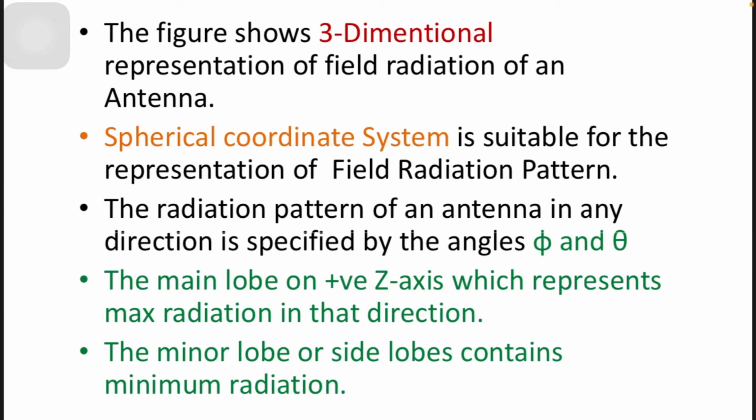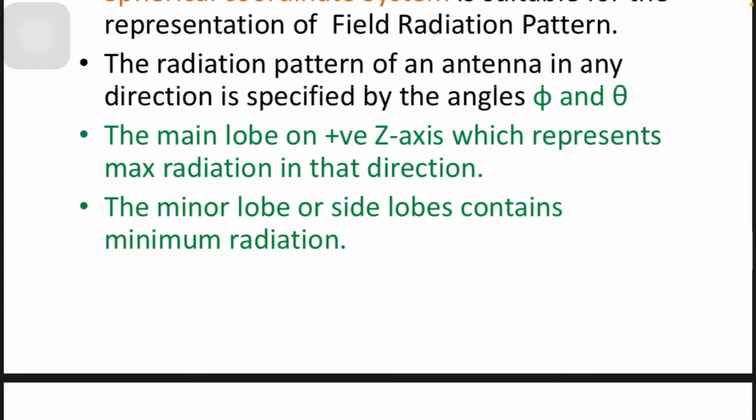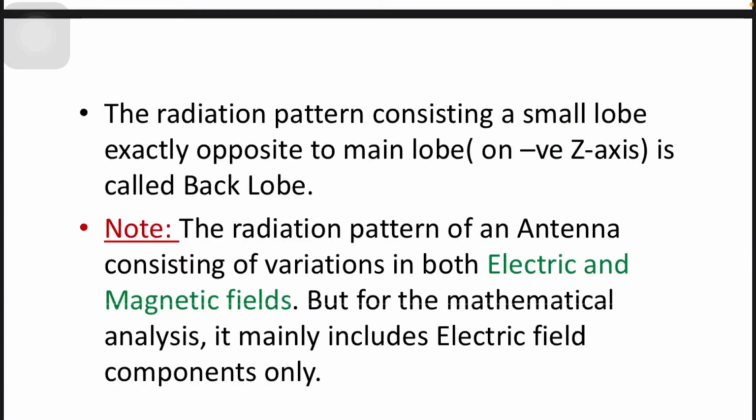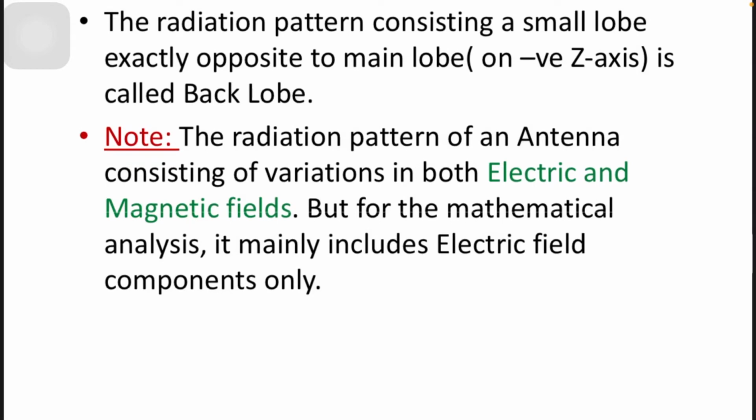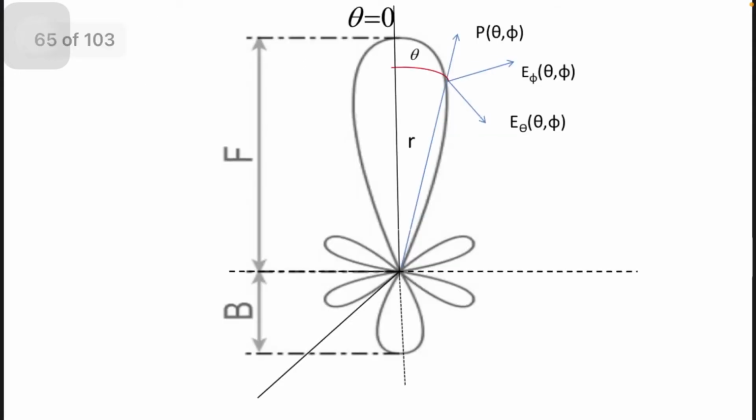The main lobe on the positive z-axis represents maximum radiation in that direction. The minor lobes or side lobes contain minimum radiation. The small lobe exactly opposite to the main lobe on the negative z-axis is called the back lobe. Note that the radiation pattern of an antenna consists of variations in both electric and magnetic fields, but for mathematical analysis it mainly includes electric field components only.